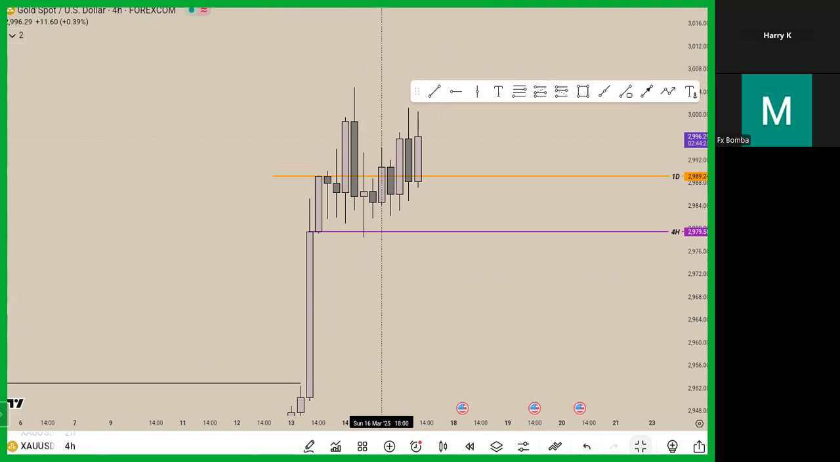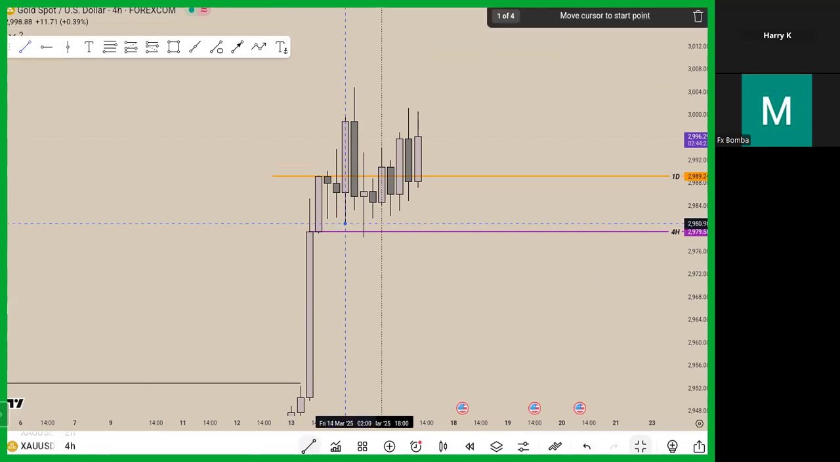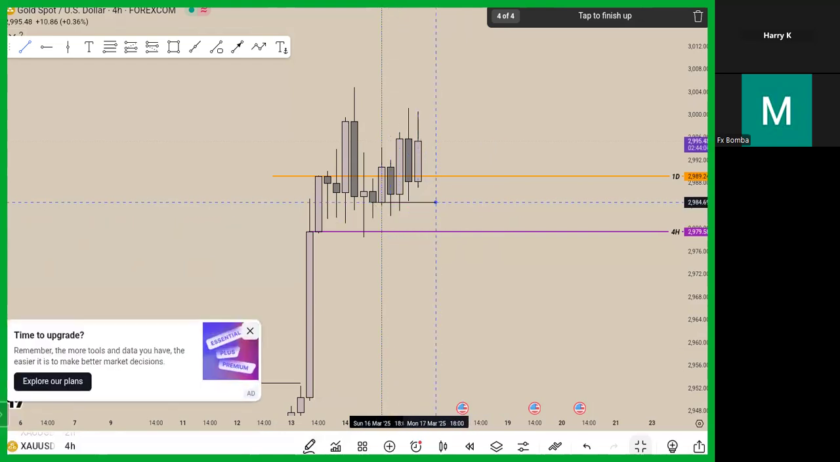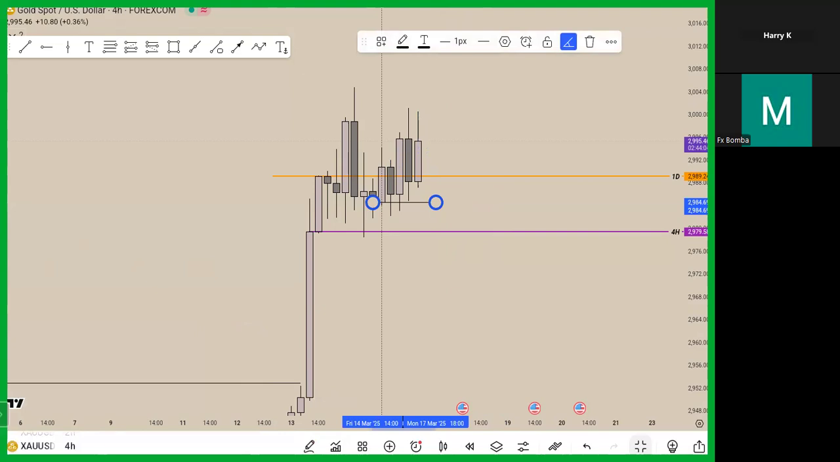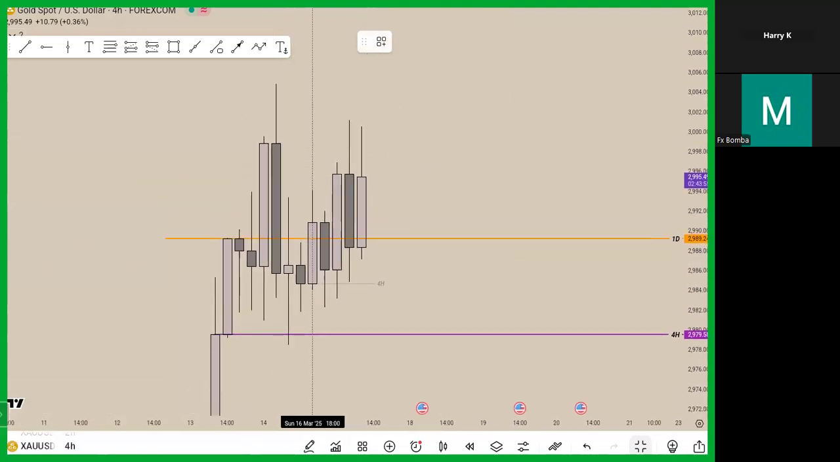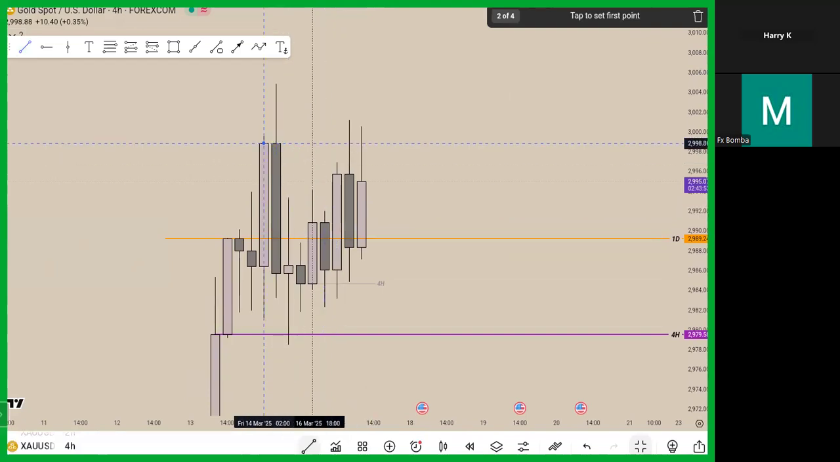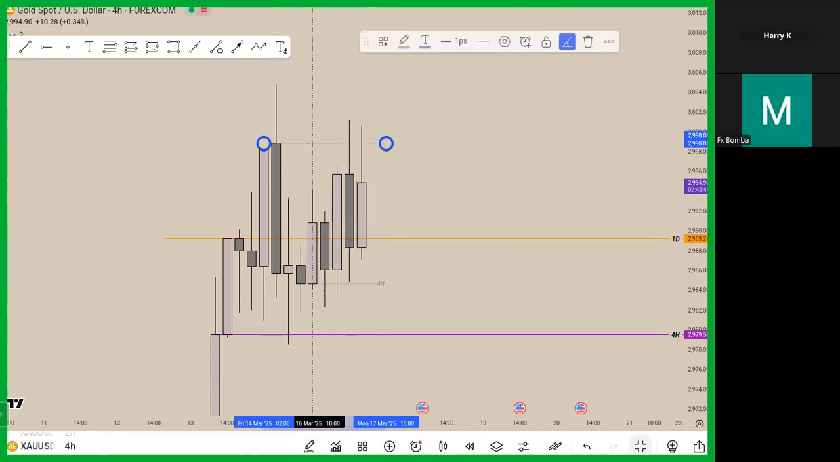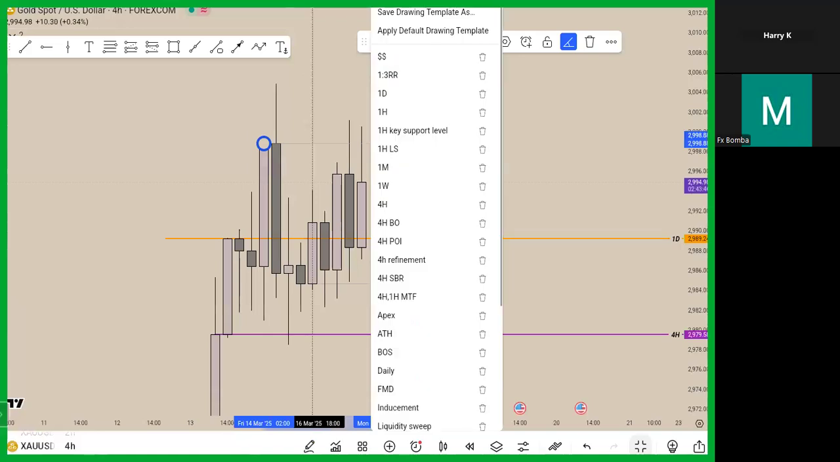We can all see that we had this level that was created. It was the only nearest fresh SNR level that was created before this open, before London opened. This was the only level that was created. Then we mark it as H4 because it's on the H4 chart. This is an H4 level. Then from there, what else do we have? We have this extreme fresh SNR level. It's also H4. Remember, we are just framing a trade.